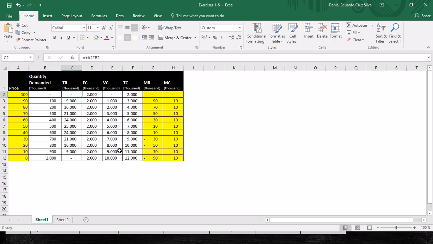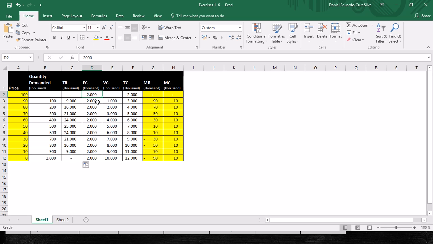So here, total revenue is going to be just multiplying the price times the quantity, okay? How can you represent that? You just put the equation here. So we are going to suppose that it's not here, it's going to be here. Then you go here with your mouse, to this one in the corner, and you double click, and it fills automatically, okay?